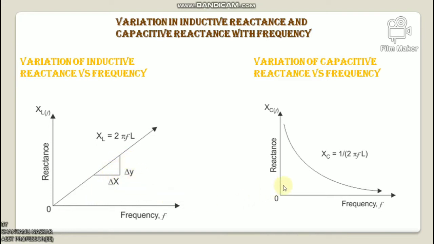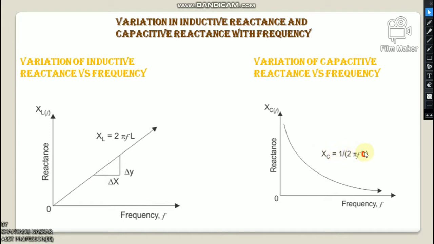So let us talk about variation of capacitive reactance versus frequency. It is clear from the formula of capacitive reactance, Xc equals 1 by 2 pi f C. This formula gives us the idea that frequency and capacitive reactance are inversely proportional to each other, because Xc equals 1 by 2 pi f C.